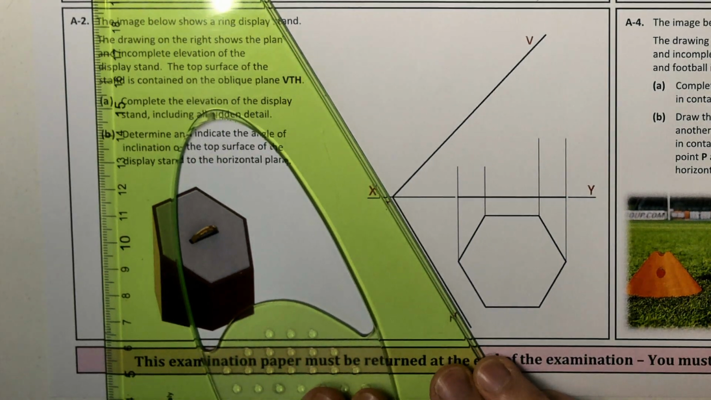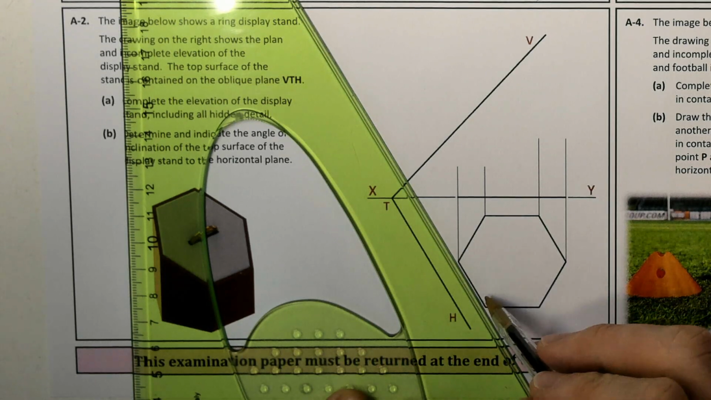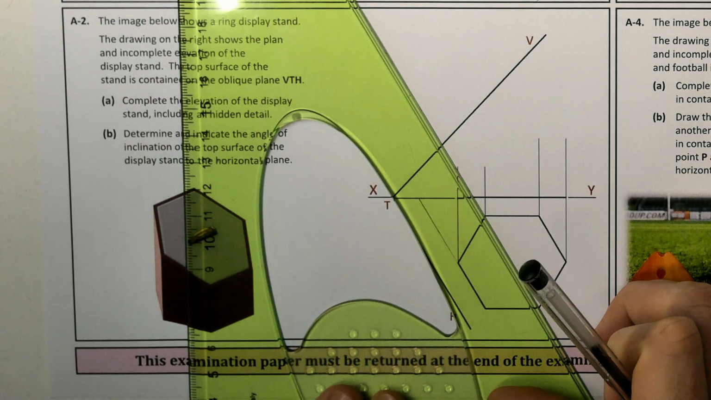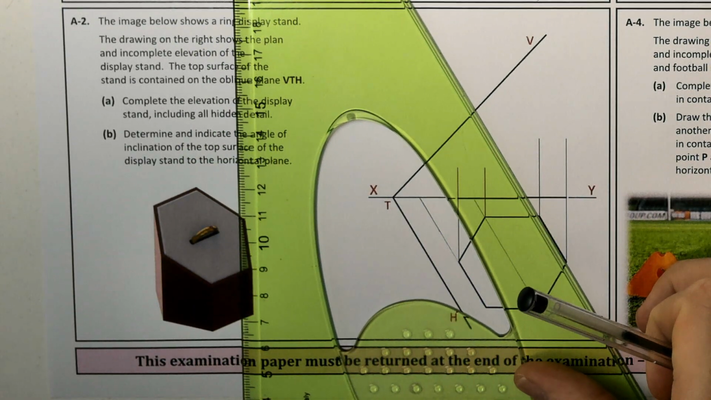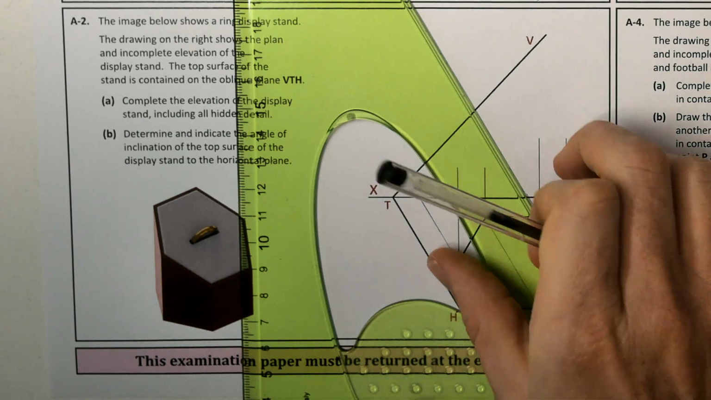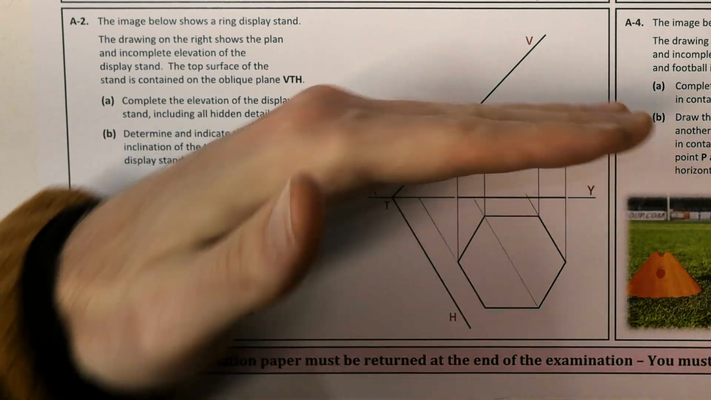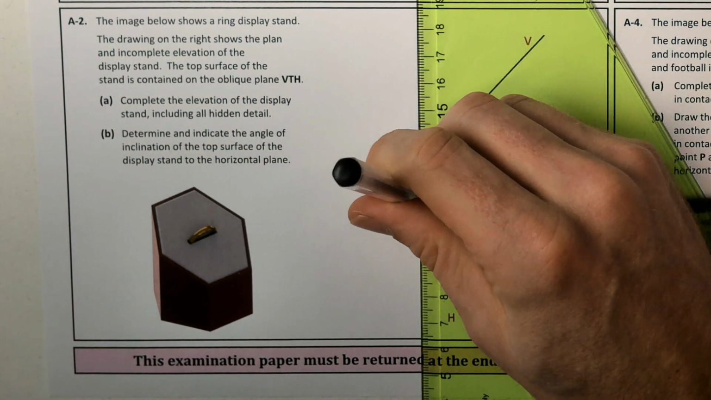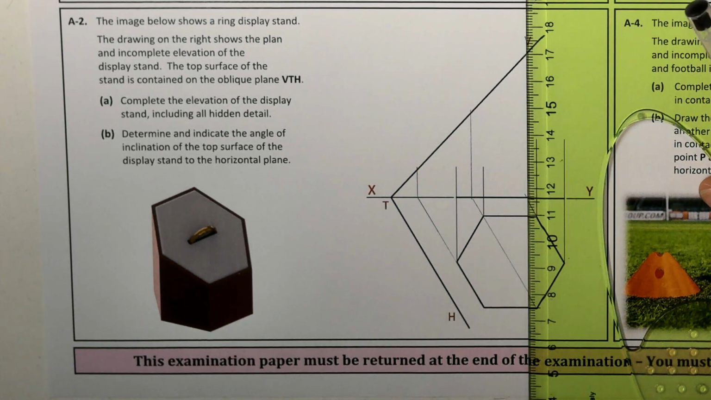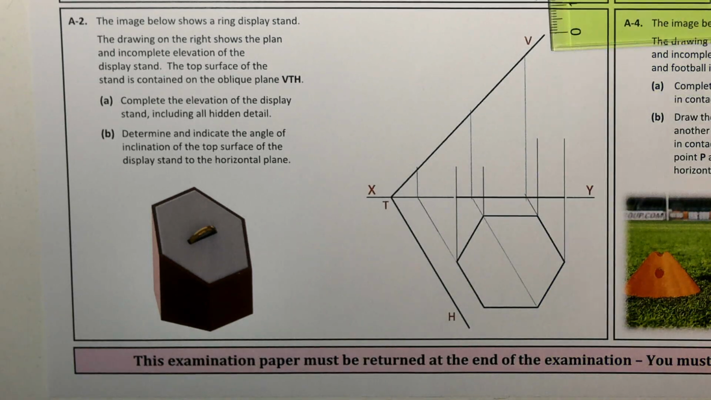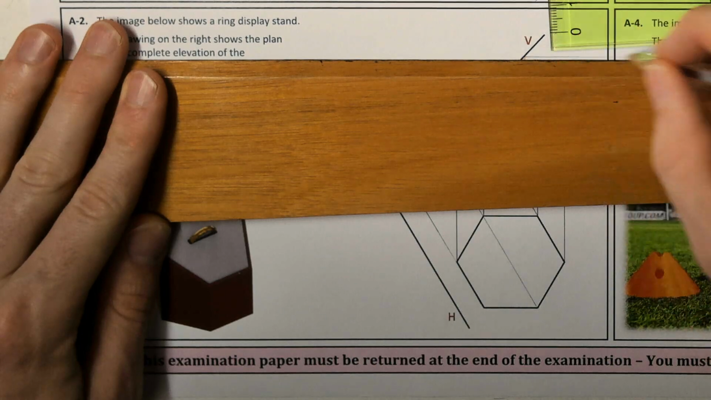Okay, let me just check here. Yeah, so nicely, this is a 60-degree angle, so I can just project up onto my vertical plane. VT is also on the vertical plane, so we need to show those horizontal lines in elevation. So project these up. Okay, so those horizontal lines are going to be here, here, and here.